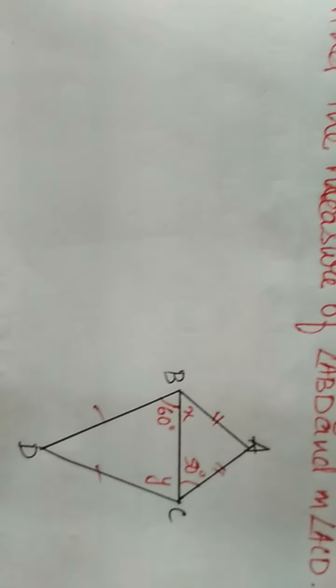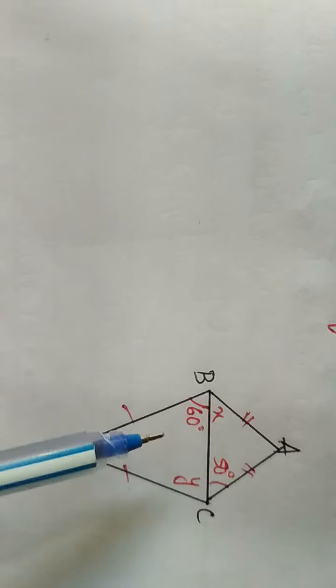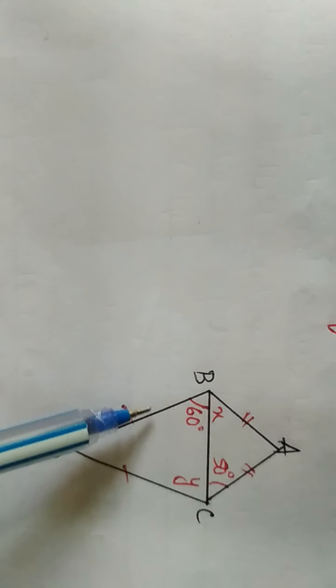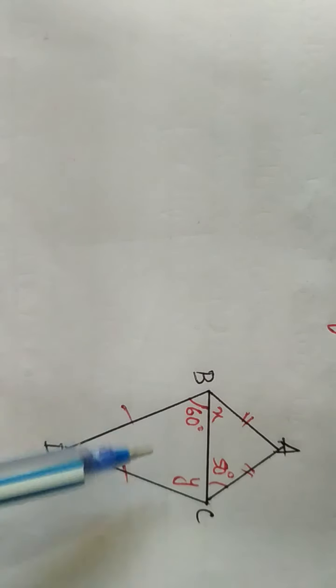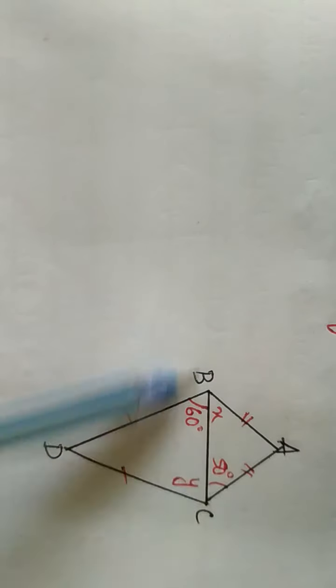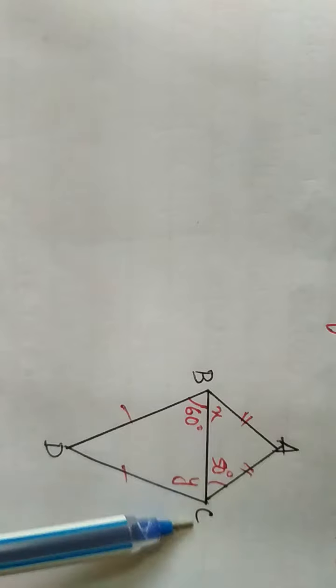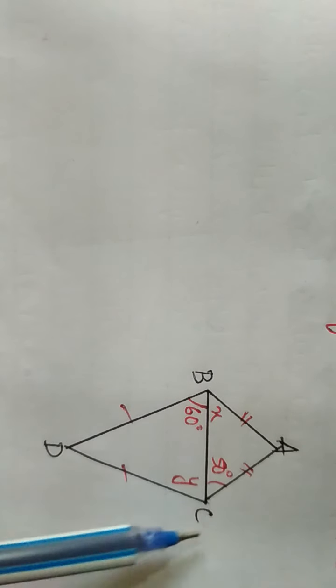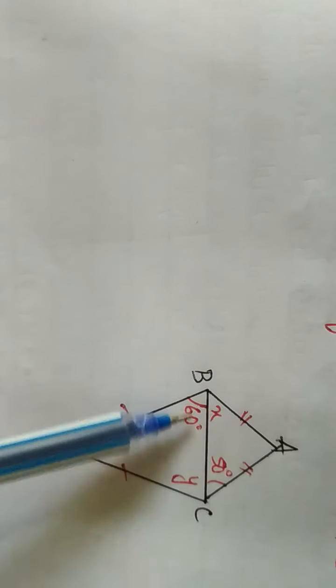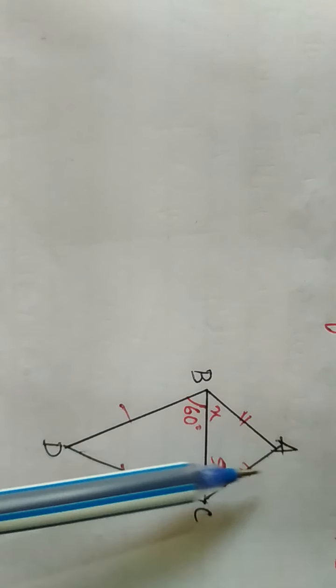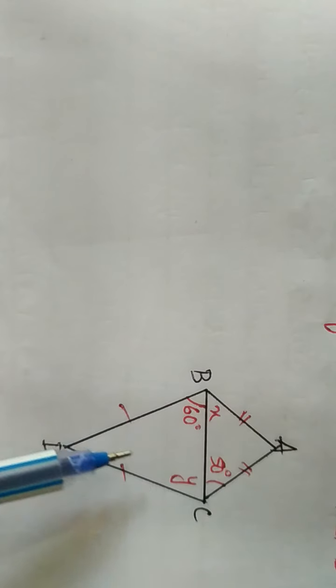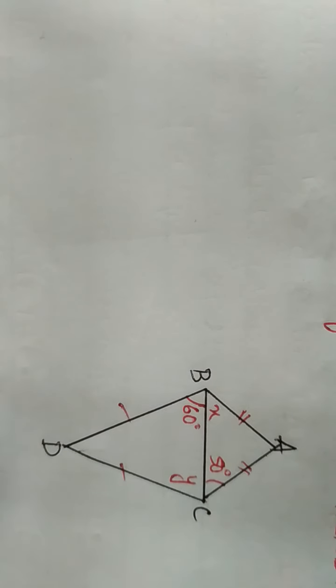So the diagram is like this. It is given in your textbook, page number 38. This is the diagram ABC and here D. What is given: AB is equal to AC, BD is equal to CD, and the values of the angles are mentioned like this. We have to find the values of angle ABD and angle ACD. So let's begin with the solution.